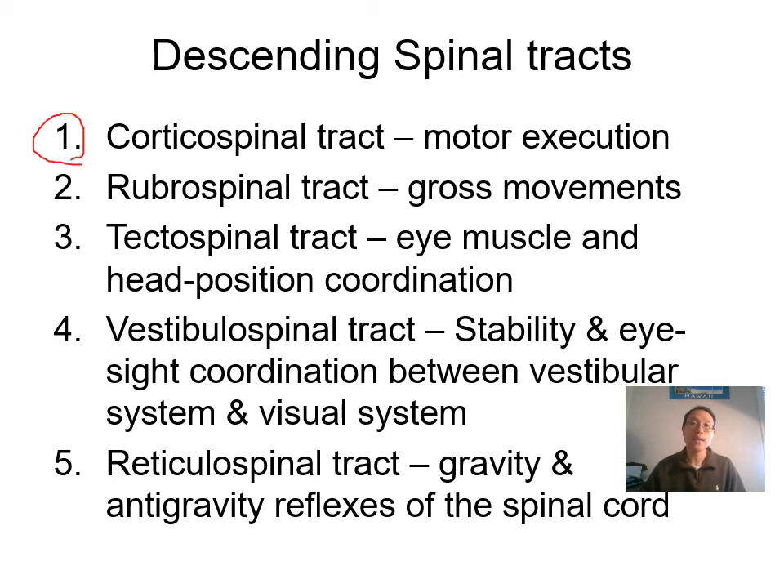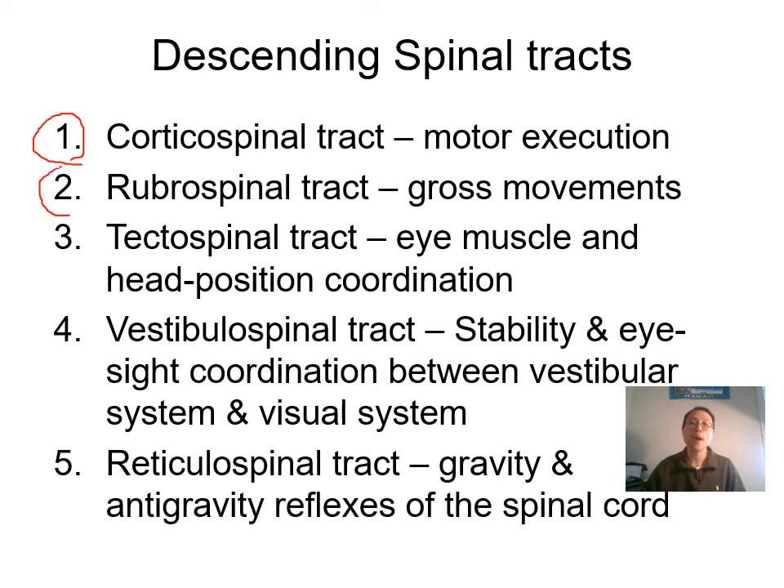The first one is the corticospinal tract, and this is very important for motor execution. These are not just motor execution, but fine and gross motor execution. So when you are trying to do something very fine-tuned, such as braiding someone's hair, for instance, or sewing, these very fine motor executions, and including some of the gross movements, are all being guided by your corticospinal tract.